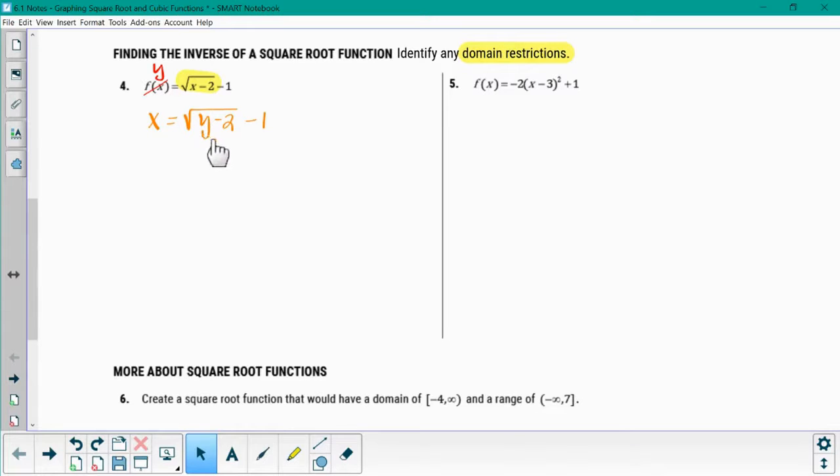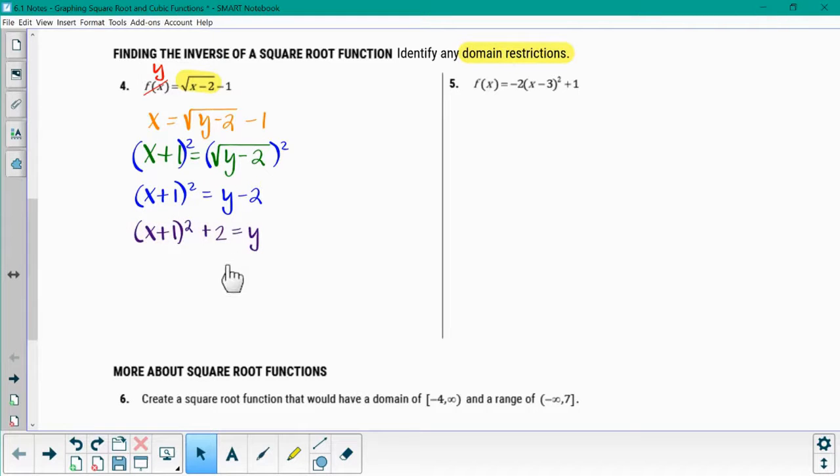So for my problem number 4, the first thing I want to do is add 1 to both sides. I'm going to want to cancel out the square root, so I'm going to square both sides of the function. Remember, whatever you do to one side, you have to do to the other. And my last step to get y by itself is to add 2 to both sides.